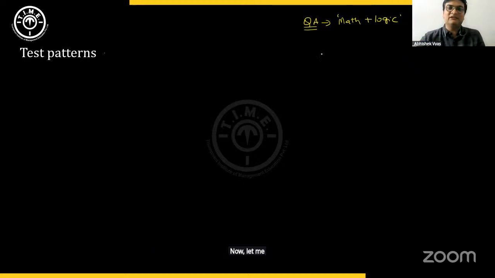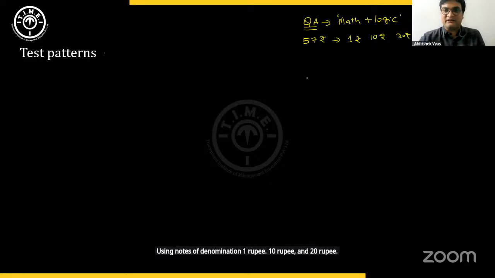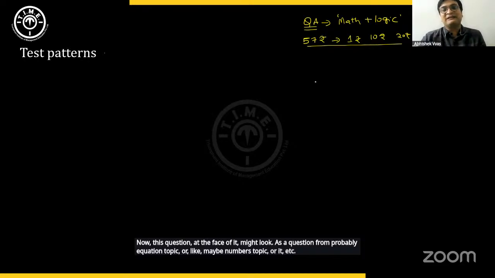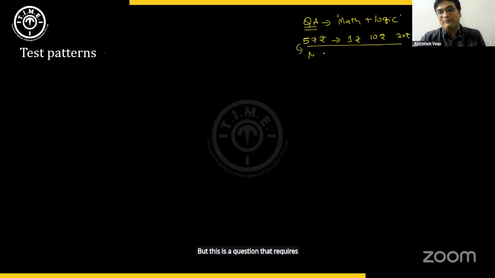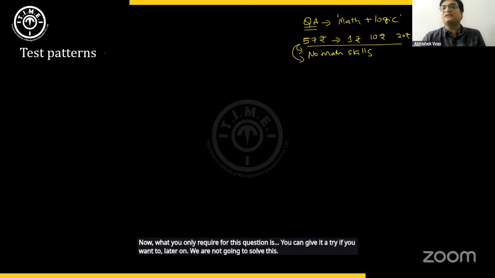Now, let me explain with the help of a small example. If I ask you, in how many ways can I pay a bill of 57 rupees using notes of denomination 1 rupee, 10 rupee, and 20 rupee? On the face of it, this question might look like it is from the equations topic, or maybe the numbers topic. But this is a question that requires no high-fi math skills as such. You can give it a try later on. We are not going to solve this, but it requires no math skills.